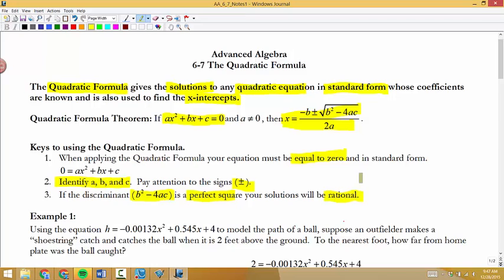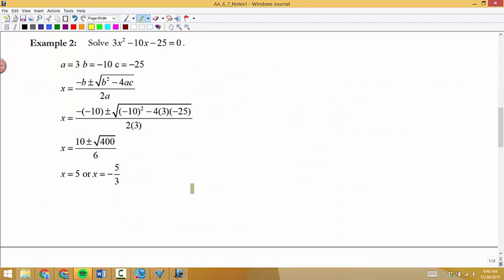Now what I want to do is take a look at some examples of this. We're actually going to skip down and do example 2 next, and then we'll come back and do example 1. The reason I want to do example 2 first is because it's a little bit easier, a more straightforward problem. It says to solve 3x squared minus 10x minus 25 equals 0. You'll notice that I already have this one set equal to 0, which is helpful, so we don't have to do anything else to it.